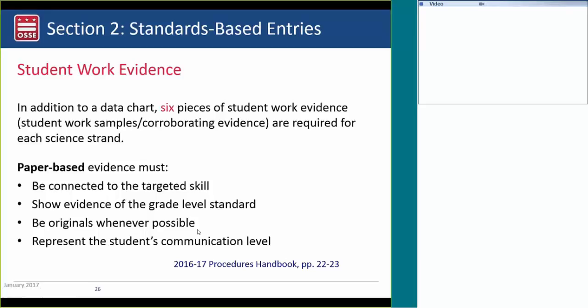Okay? We've been doing this for many, many years, and this is not really a problem, but because everybody submits the student worksheet, that's what scorers expect to see: the originals, not copies. And they represent the student's communication level.